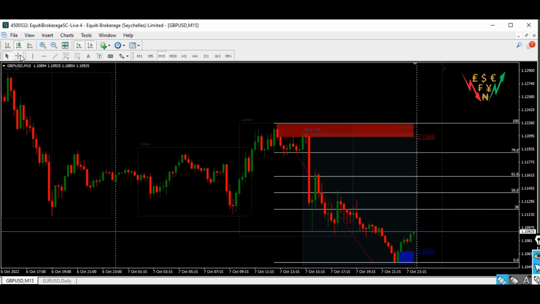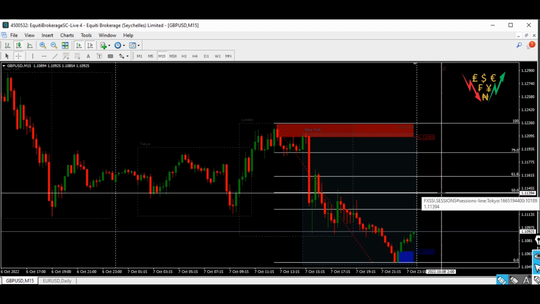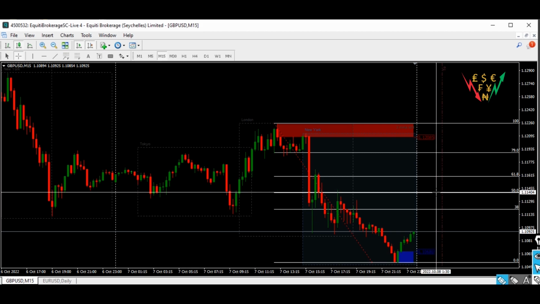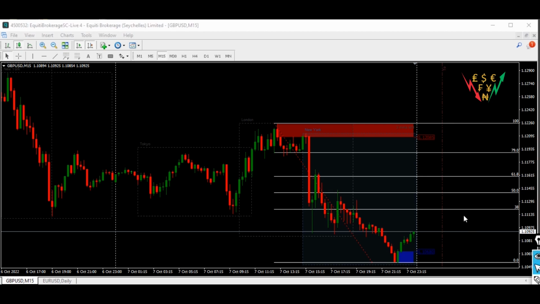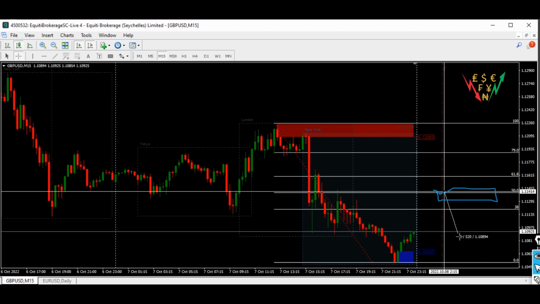However, if we find the market at the London session around the 50 fib level, which I'm expecting either at the London session or the beginning or during the New York session, we may find price around this level right here. That will give me a scenario to go short, back to this level, making around this same profit level, guys.